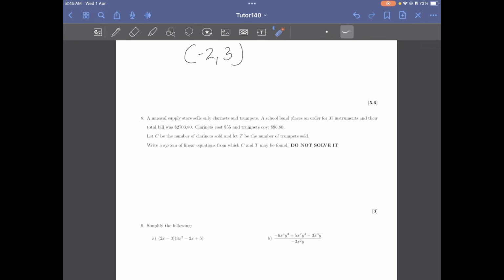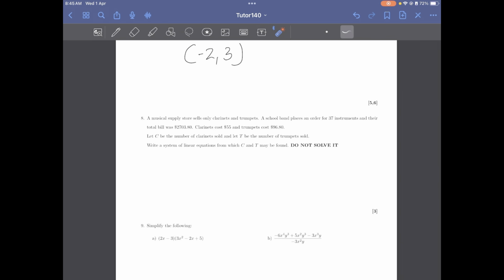Okay, so a musical supply store sells only clarinets and trumpets. A school band places an order for 37 instruments, and their total bill was $2,703.80. Clarinets cost $55 and trumpets cost $96.80. Let C be the number of clarinets sold and let T be the number of trumpets sold. Write a system of linear equations from which C and T may be found. Do not solve it, right?